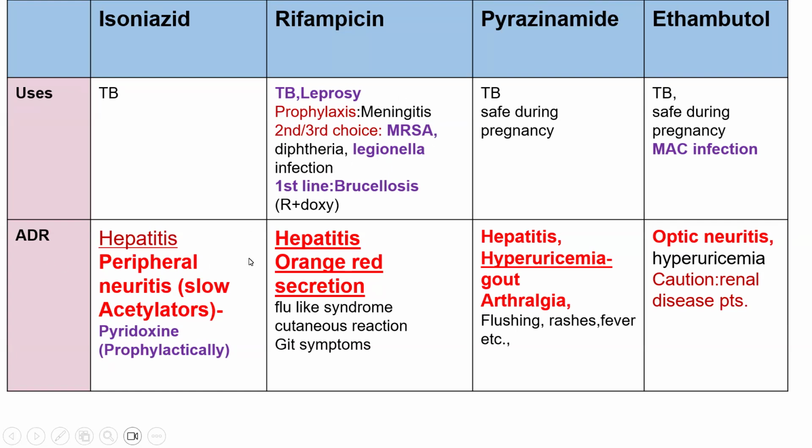Coming to ADR, hepatitis and hepatotoxicity are seen with isoniazid, rifampicin, and pyrazinamide. All the drugs cause hepatitis except ethambutol. Peripheral neuritis is seen in slow acetylators with isoniazid, so to prevent this we usually give pyridoxine prophylactically to patients on isoniazid. Orange red secretions and flu-like syndrome are seen with rifampicin. With pyrazinamide, hyperuricemia and gout are commonly seen. Ethambutol causes optic neuritis, color blindness. These are the main adverse effects seen with first line drugs.